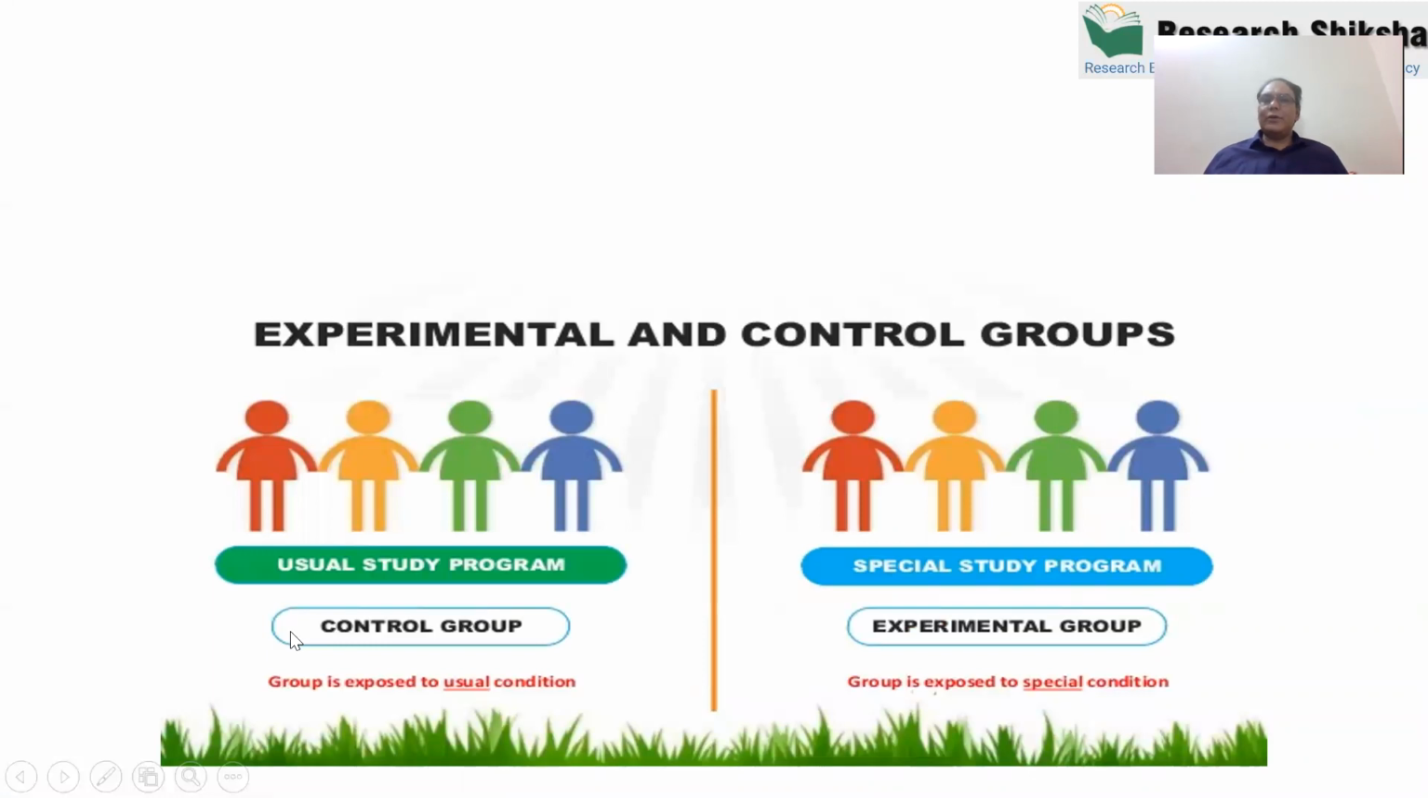Okay, so now I am giving you some idea about experimental designs, right? In experimental design, you can see that we have two different groups. This is the control group and this is the experimental group. So whenever you plan to conduct experimental research, you have to start with a minimum of two groups. One group is known as the control group and the other group is known as the experimental group.